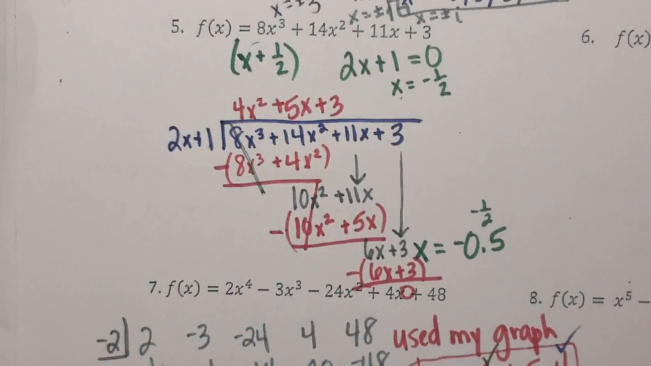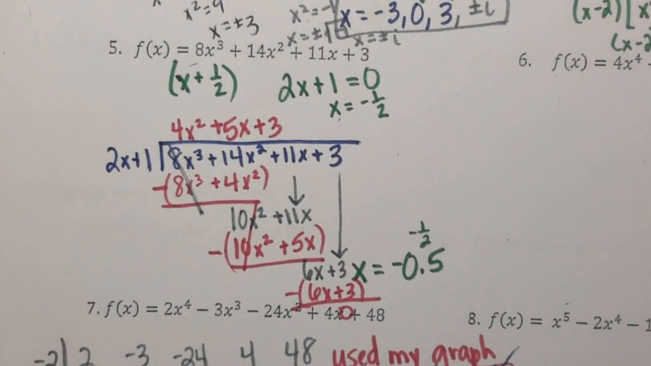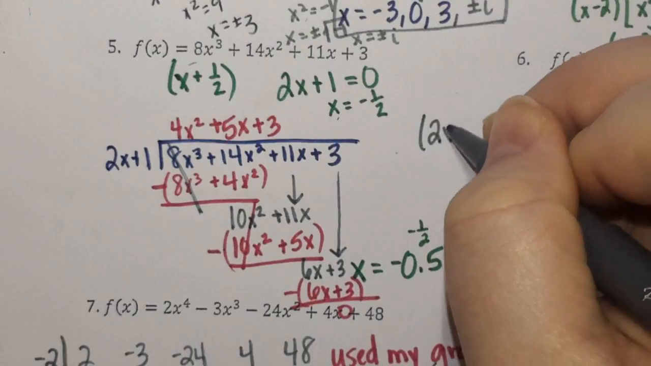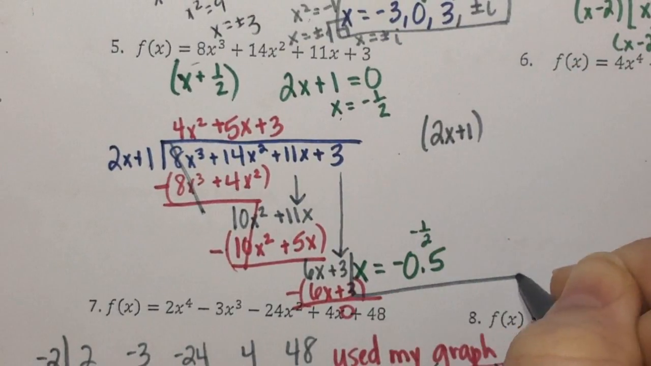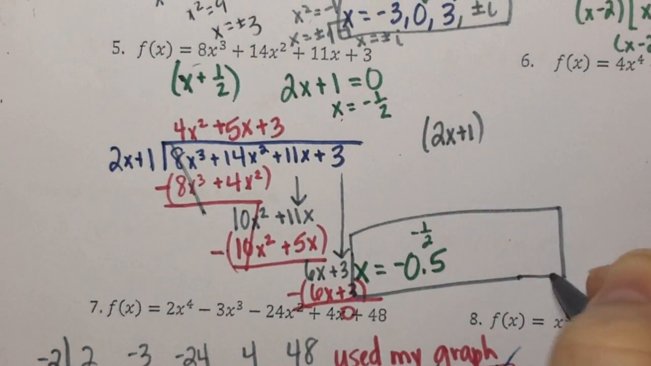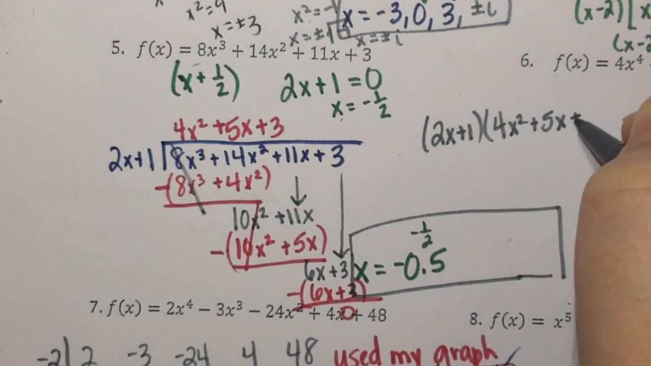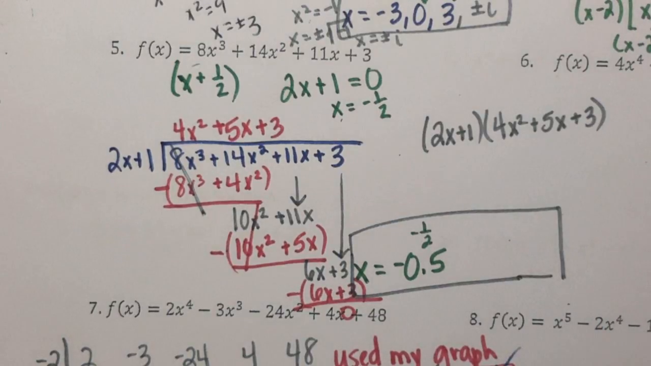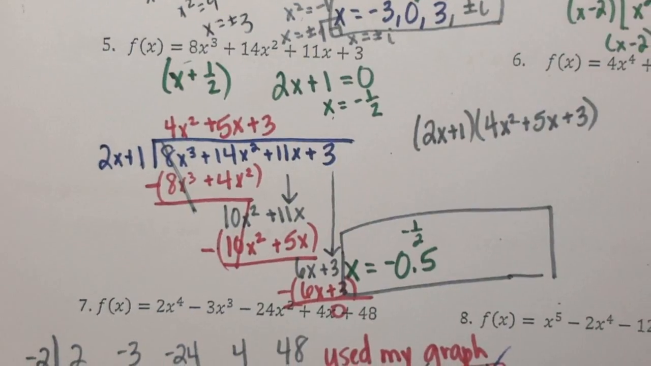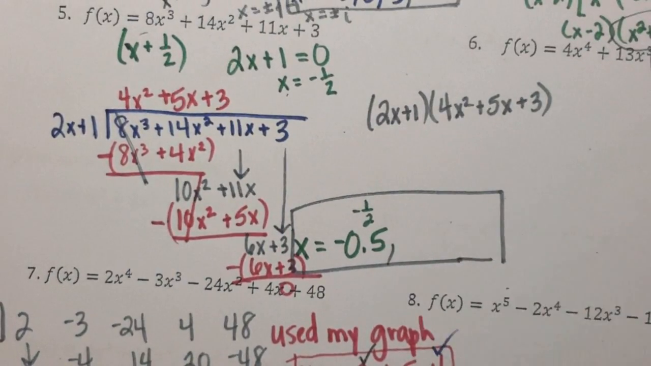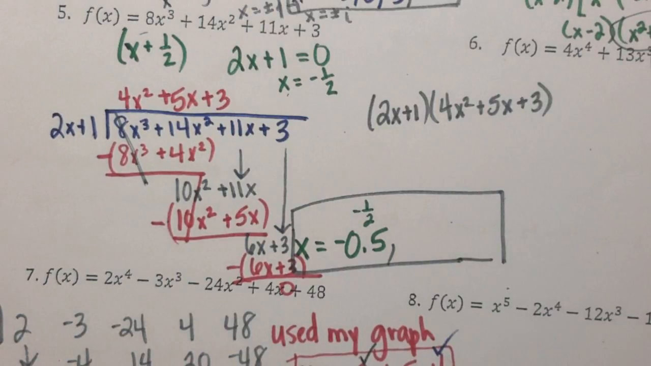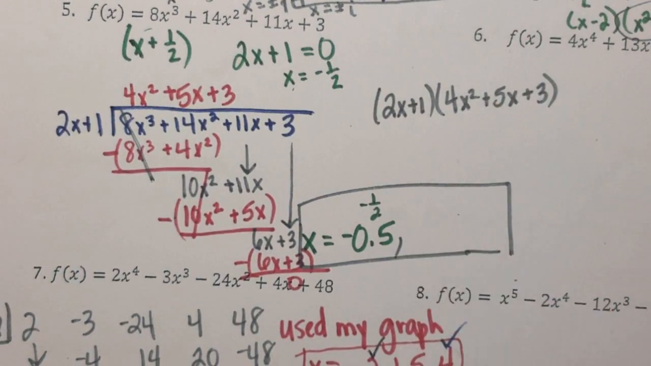So we did all this math, and we're running out of space. My God, they did not give us enough room on these notes. So we knew the 2x plus 1. That's how we got this negative 1/2. And now we've got 4x squared plus 5x plus 3. What should I do now with this 4x squared plus 5x plus 3?